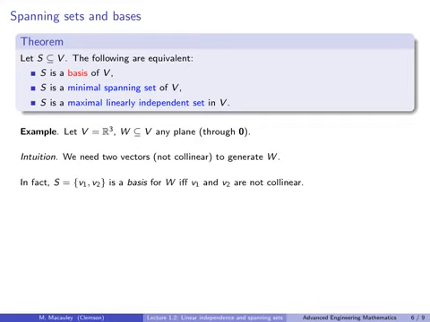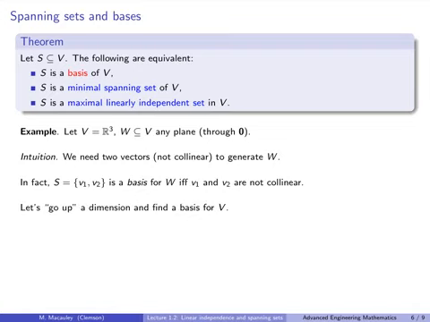Moreover, any set of 2 vectors, V1 and V2, will do the trick. Any set of vectors, I claim, is a basis as long as they're not collinear. Well, because 2 non-collinear vectors will generate or span W, and they do so minimally. If you remove any one of those 2, you no longer get the whole plane. So it's a basis.